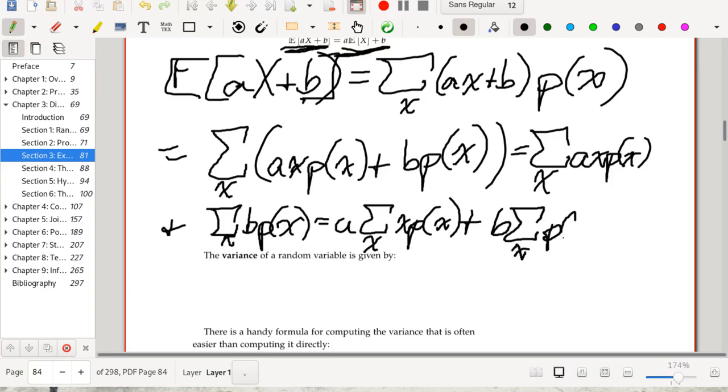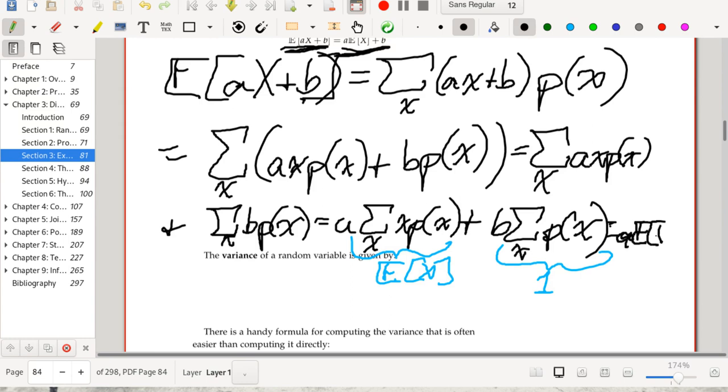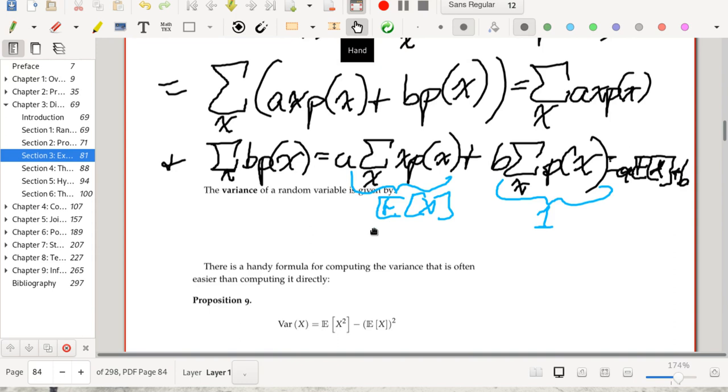And we can recognize what some of those sums are. For instance, this sum is the expected value of x, and this sum is the sum of the probability mass function over everything where it's positive. So this is going to sum to 1, and hence you get the result: a times the expected value of x plus b. Hence, it's linear.